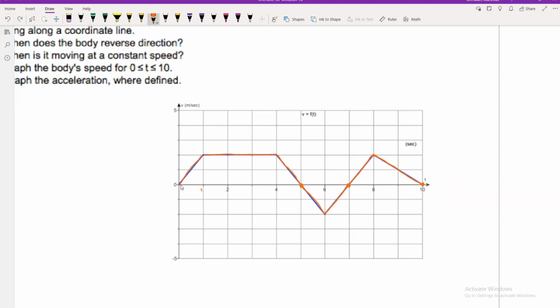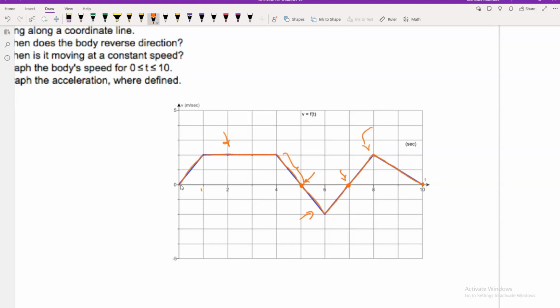So what we have here between 0 and 1, in this interval we have positive velocity. In the interval 1 to 4, we have constant velocity. And then 4 to 5, again this part is positive, but at the point where t is 5 we have a reverse direction. Now in that part we have negative velocity, and again at this point we have reverse direction. Now here we have positive velocity.